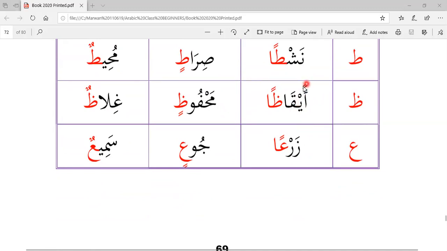There's a mistake here. See, this is not possible. It can only be one fatha. So this is wrong. The first fatha is wrong. It's only one fatha. Okay.